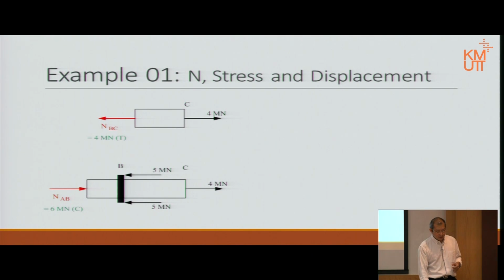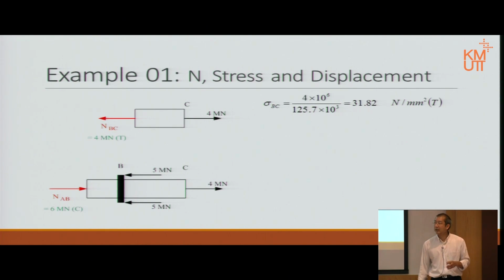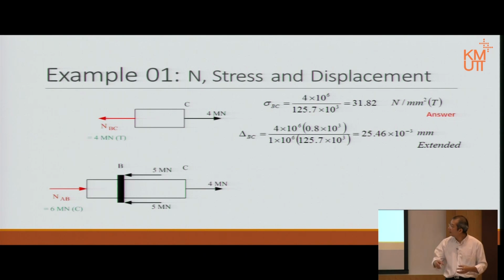Okay, so once we calculate N, remember that we can calculate sigma straight away, which is the stress. Stress equals the axial force over the area. We calculate the axial force, we calculate the area, then we get the answer. Same for A to B: we know the axial force, then we also use the axial force and the area to calculate the change in the length.